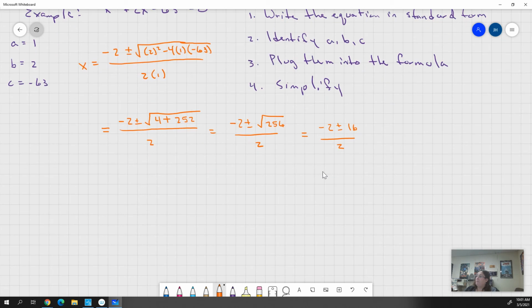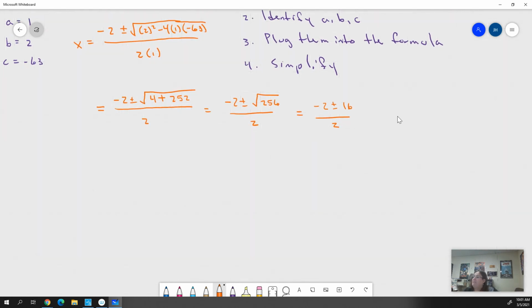Now notice this is 2 separate answers, right? This is x equals minus 2 plus 16 over 2. And it is also x equals minus 2 minus 16 over 2. And we need to simplify those. Negative 2 plus 16 is positive 14 divided by 2, right? That would be 14 over 2, which is just 7. This one, negative 2 minus 16, is minus 18 over 2, which is just negative 9. And so our x values are going to be 7 and negative 9.